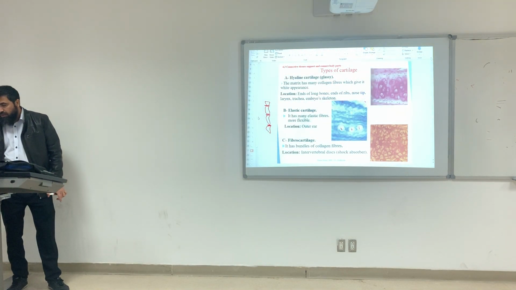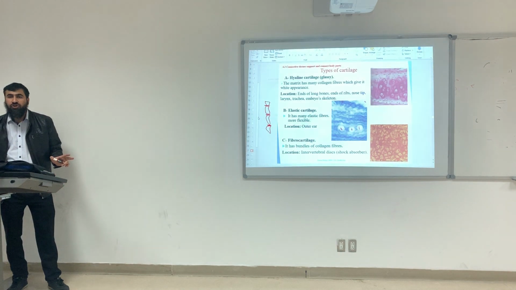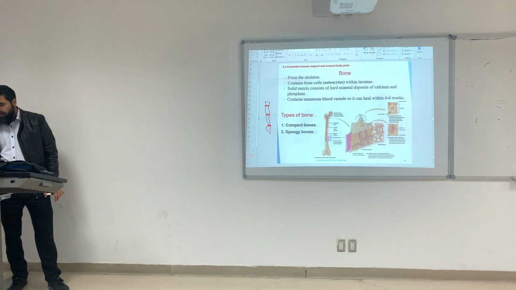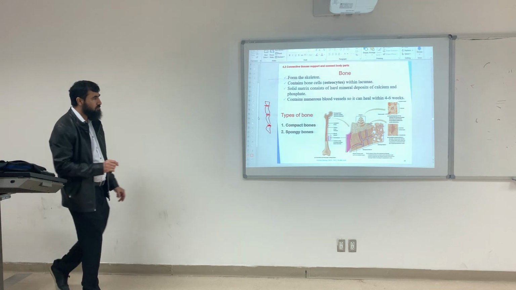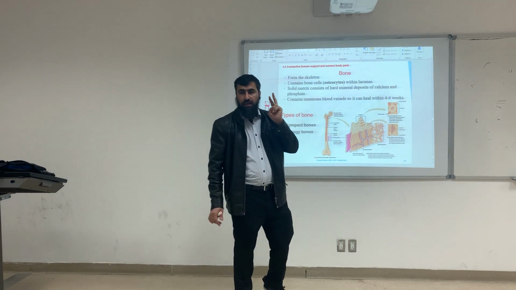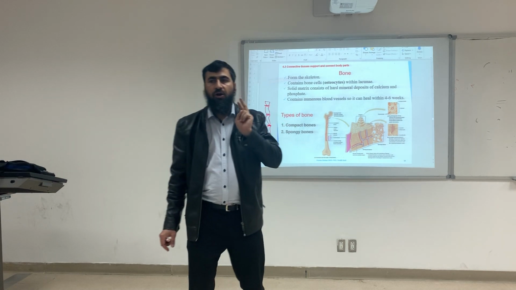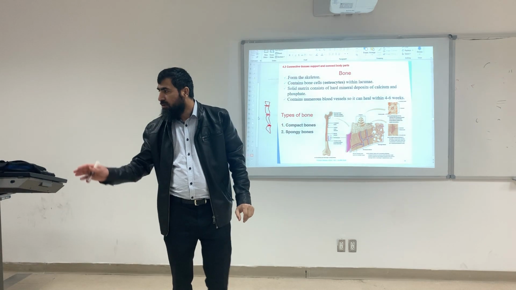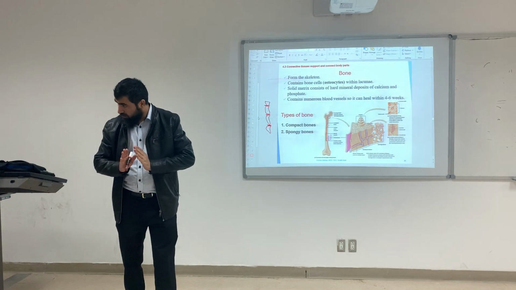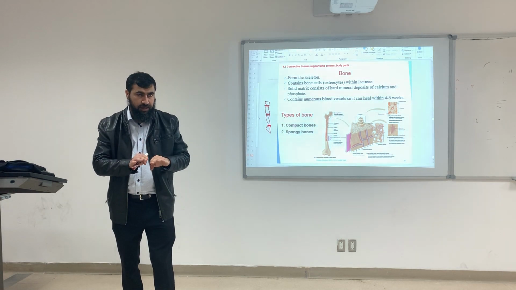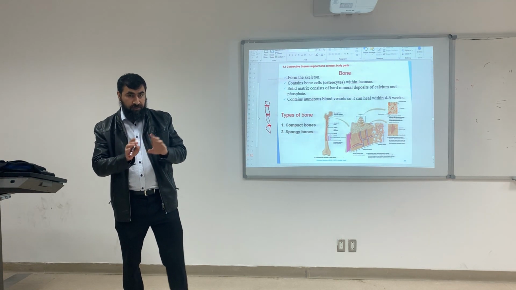So for cartilage, make sure you know how it gets its nutrients. For bone, we have two types of bone: spongy and compact. Where do we find compact bone? In the middle, the shaft, and on the outside of the ends. Very important to know that.